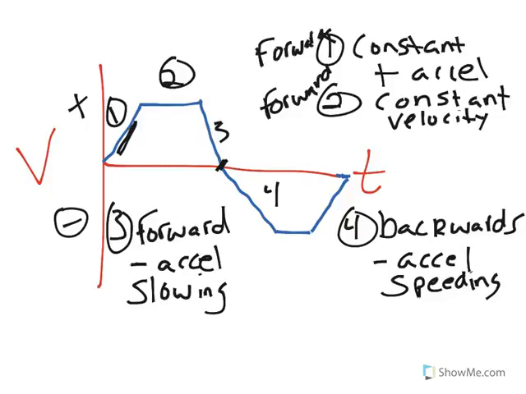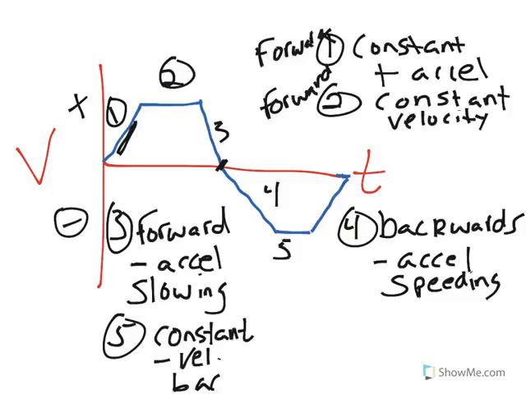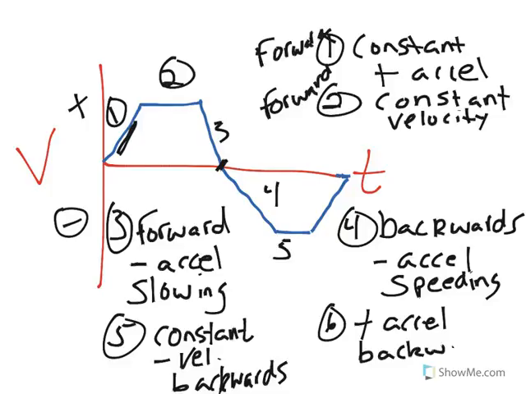This section right here, section 5, he's going at constant negative velocity, so he should still be going backwards. And then the last section, he is going to have a positive acceleration because the slope, you notice, is positive. He will still be going backwards because his velocity is still negative. All right, and he ends up at 0 meters per second. So he ends up coming to a stop.